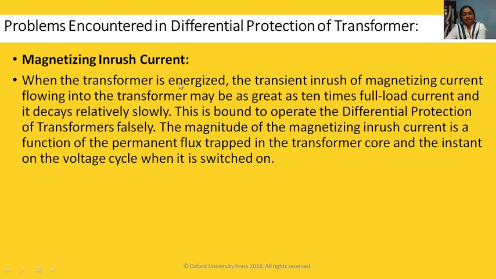When the transformer is energized, the transient inrush of magnetizing current flowing in the transformer may be as great as 10 to 12 times the full load current, and it decays relatively slowly. This is bound to operate the differential protection because it is 10 to 12 times the full load current.